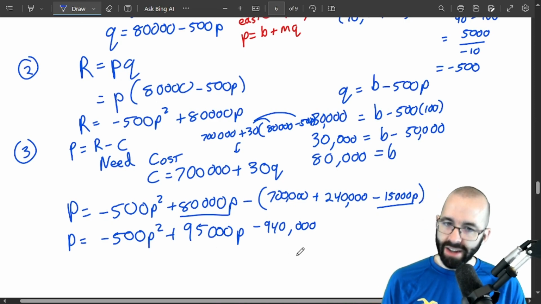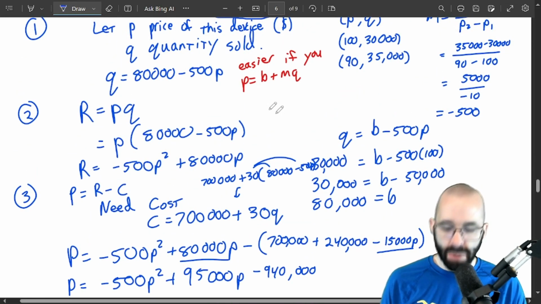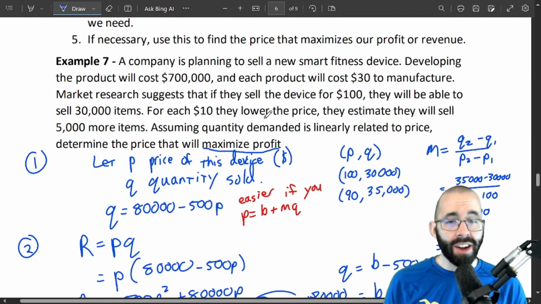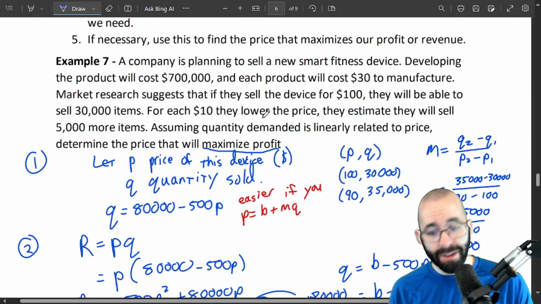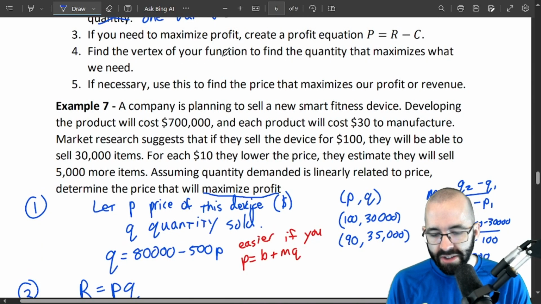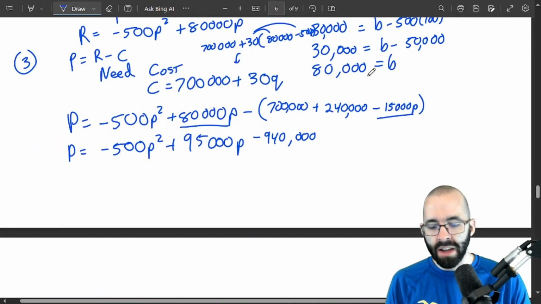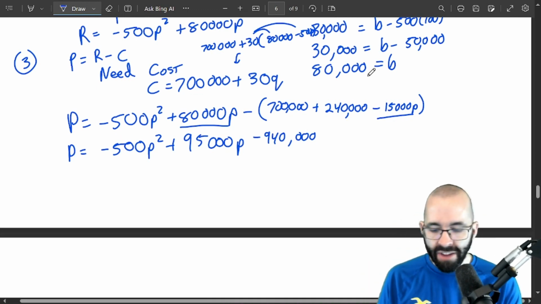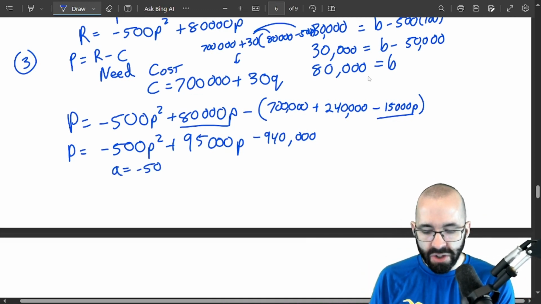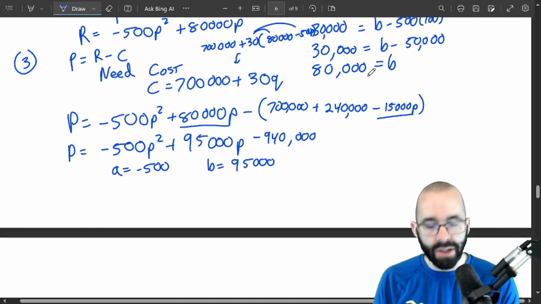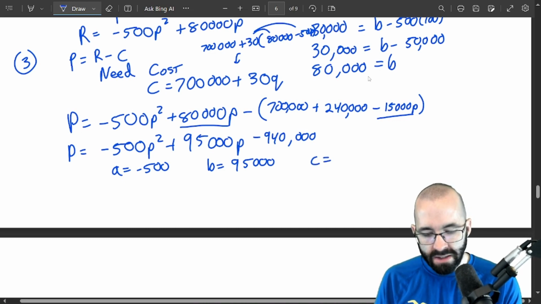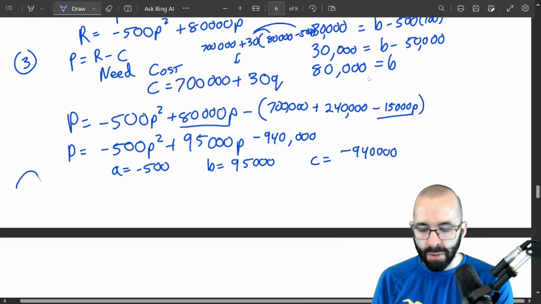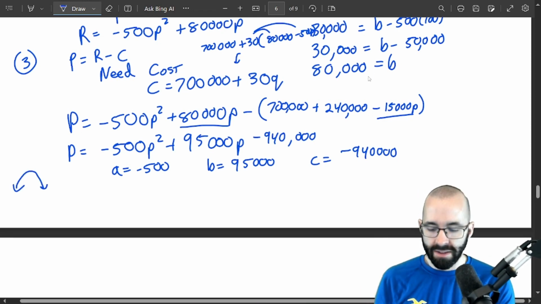A little bit more complicated than it needed to be, because I solved for Q instead of P. But they both work, and this is a great opportunity to show you what happens if you solve for the other variable. Find the vertex of this function. We want to maximize this profit. It's got a negative a value. A is the coefficient of the squared term, negative 500. B is the coefficient of the linear term, 95,000. C is the constant, negative 940k. So our profit function is a downward facing parabola.